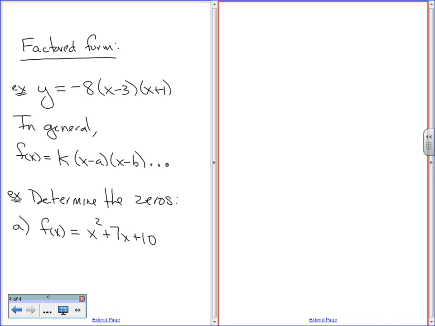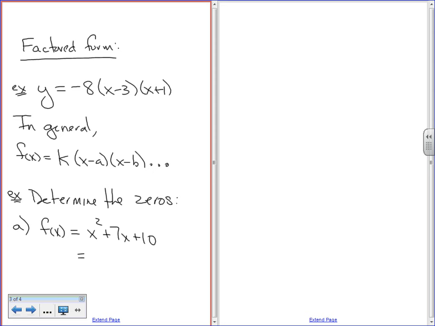So to put it in factored form, it's a simple trinomial. I look for two numbers that multiply to give 10 and add to give 7, which would be 2 and 5. So I factor it. Now I'm asked to find the zeros. What are the zeros of this polynomial function?